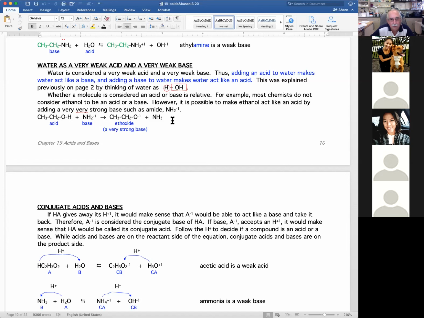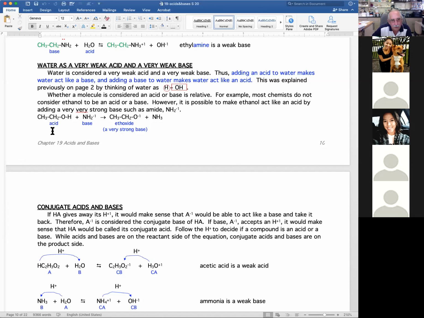Oh wait, ammonia is a base. Why is it a base? Because it wants a hydrogen ion. But the amide is an extremely strong base. So even though we don't consider ethanol as an acid, this will extract that hydrogen from it, making the weaker, more stable base ammonia. And then I make what's called the ethoxide ion.